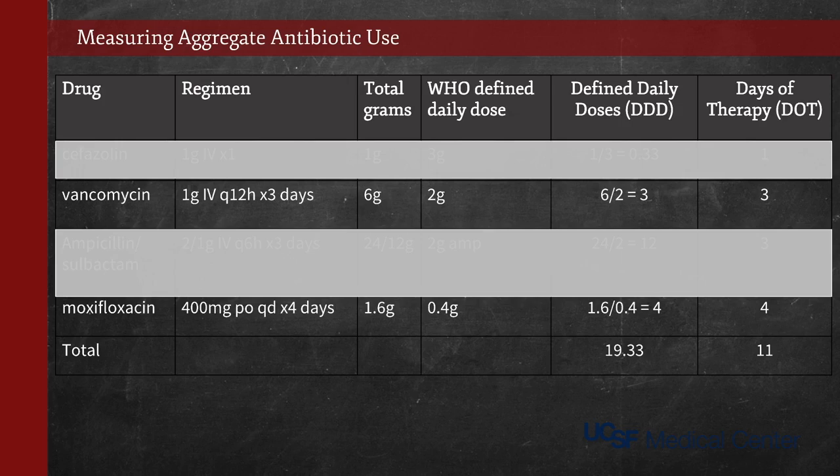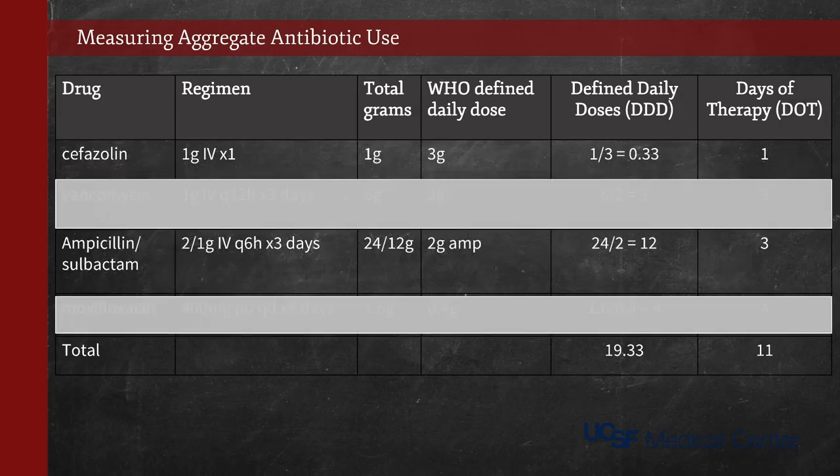Depending on the drug, the dose given, and the WHO's definition of a daily dose, sometimes the DDDs and DOTs give the same answer, as illustrated in this case by vancomycin and moxifloxacin. Sometimes they don't, as illustrated by ampicillin sulbactam and cefazolin. So while either can be a valid measure, they really shouldn't be compared to each other.